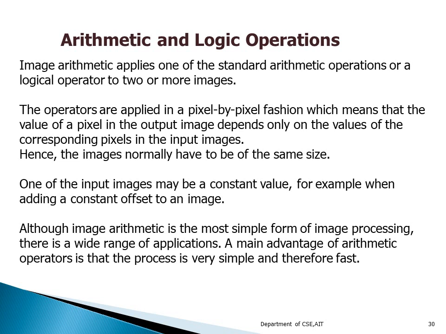So for the input images, it will be a constant value, and for that I'm going to add some offset, and when you offset this one, you're going to get the changes. So image arithmetic is the most simple form of image processing. That means you don't need any extra calculations. It is very straightforward. You can just go for applying the arithmetic and the logic operations on all the bits that are available in your image.